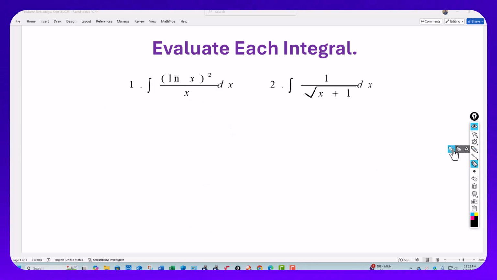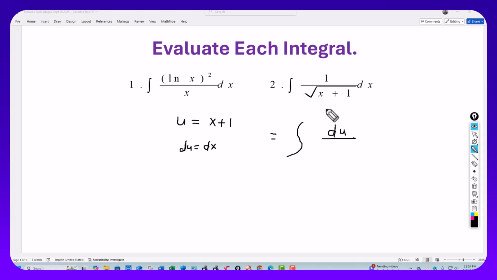For number 2, I'm going to try letting u equal x plus 1. When in doubt, go with the u-substitution. So du would equal the derivative of x plus 1, which is 1, so this will be just dx here. So we have equals here then, the integral of, notice, du and dx are the same. So for the numerator, I'm just going to put a du here.